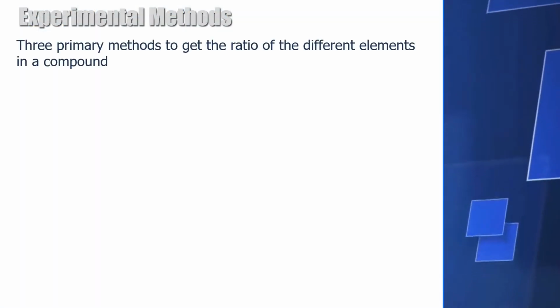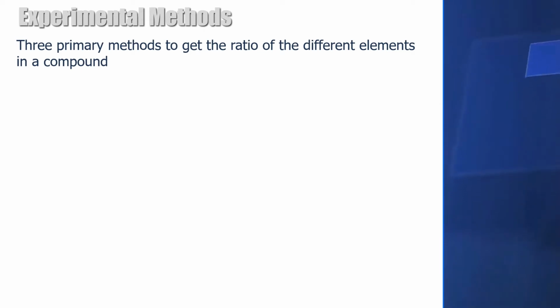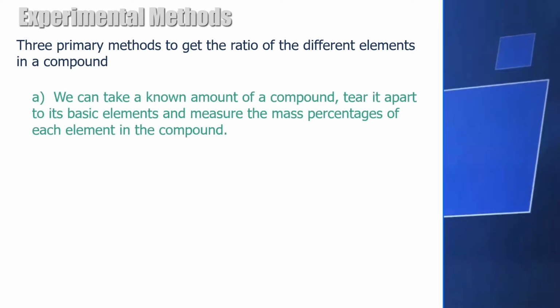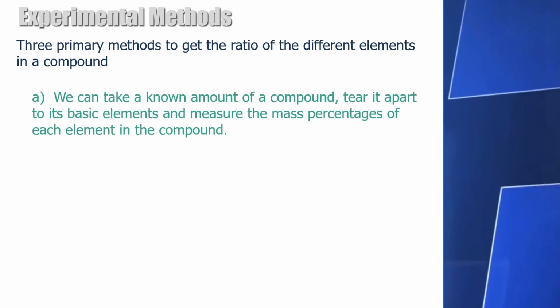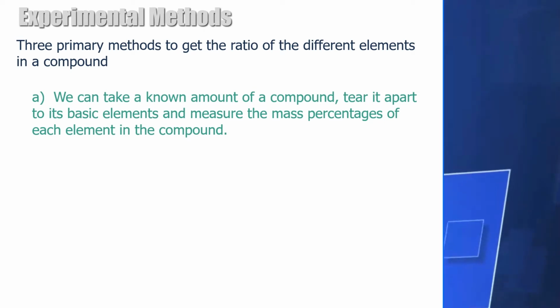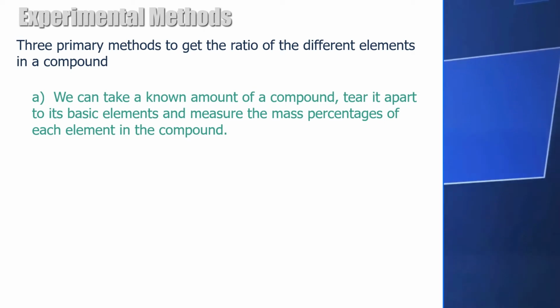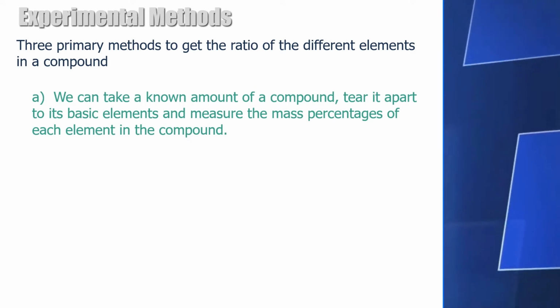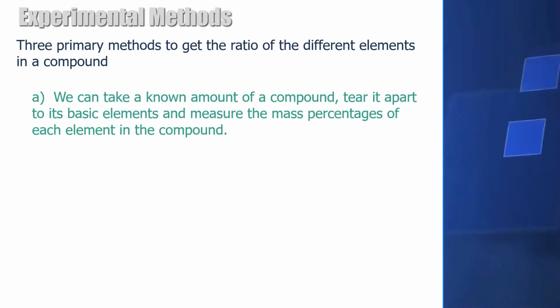Experimentally, there are 3 primary methods to get at the ratio of the different elements in a compound. We can take a known amount of a compound, tear it apart to its basic elements, and measure the mass percentages of each element that was in the compound. As stated before, we call this a decomposition process.